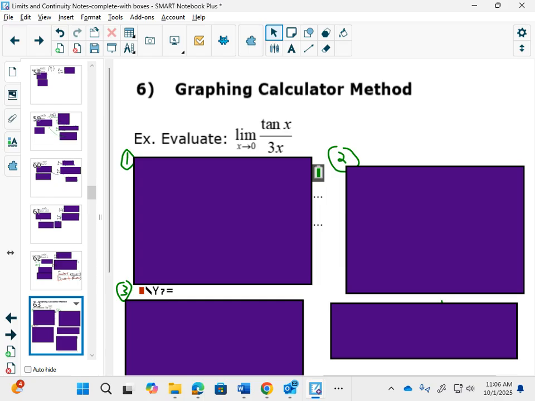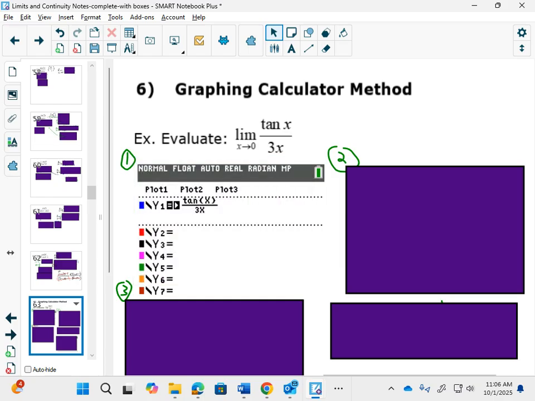So here's an example. Limit as x goes to 0, the bottom is definitely 0, the top is definitely 0. This is the indeterminate form. So how do we use our calculator to do this? First thing you're going to do is type it into your calculator.